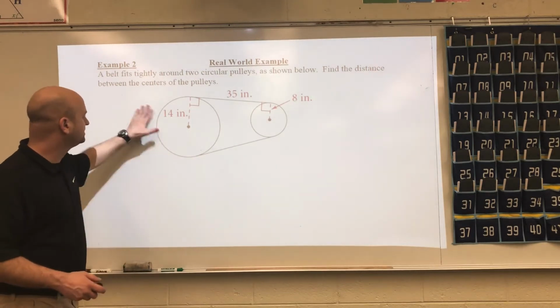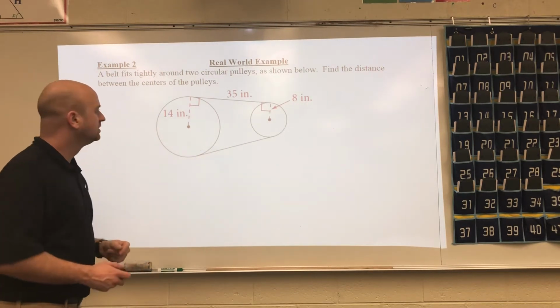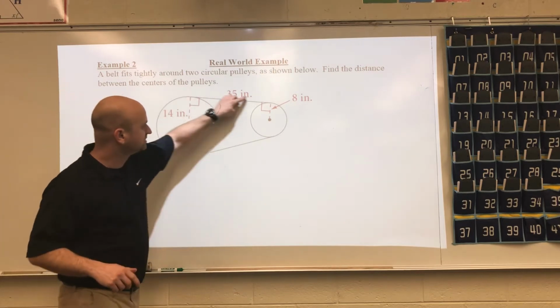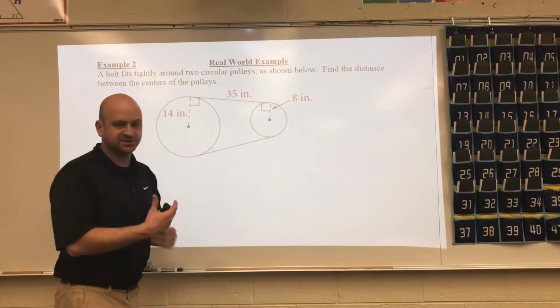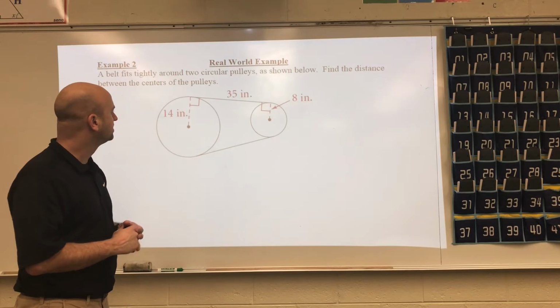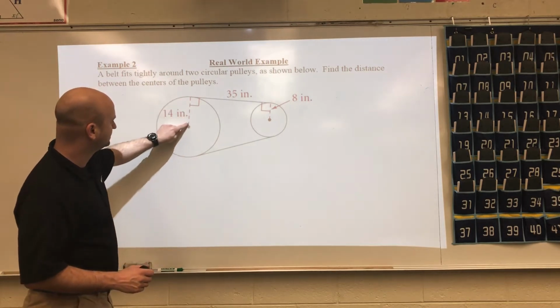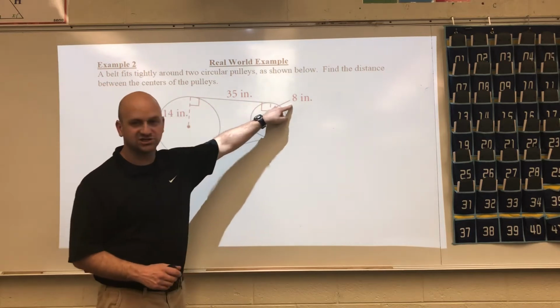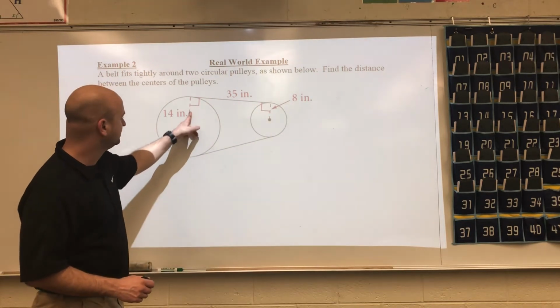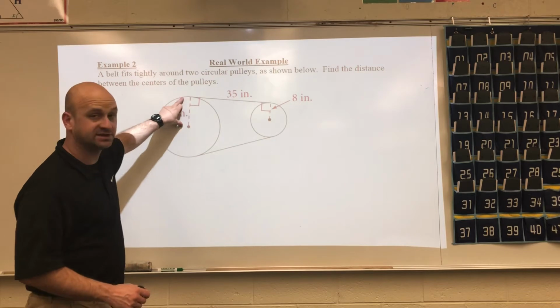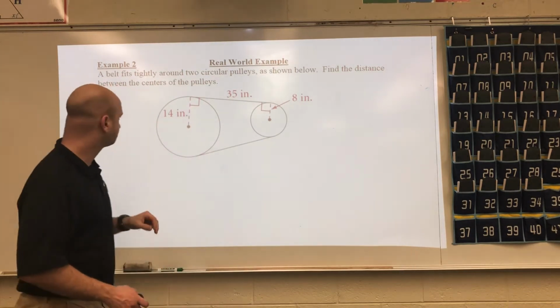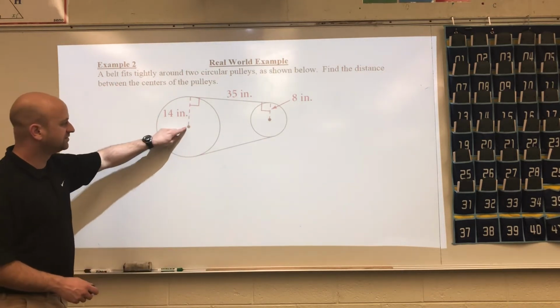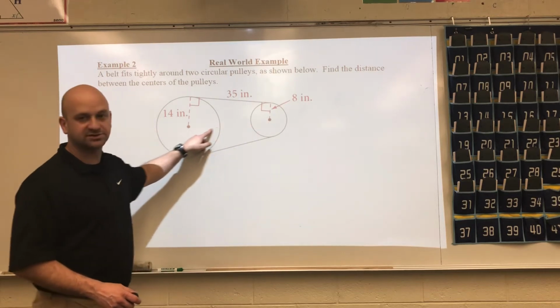All right, these problems can be kind of hard for students. So what they have is a pulley, and it's really just two wheels that allow leverage to help. And what they have here is, if this line right here is tangent to both of these circles, then these are going to be perpendicular to the radius, which is what they're showing here. They want you to figure out the distance between the centers of the pulleys.